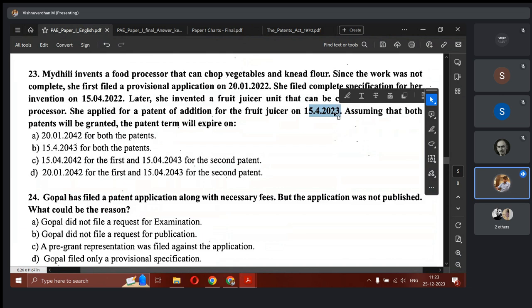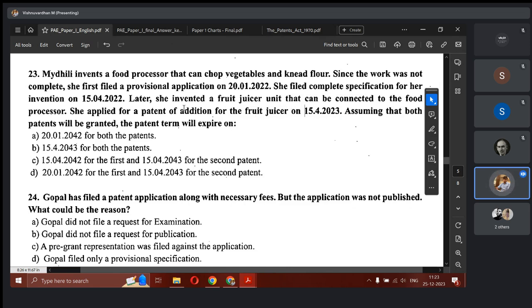So firstly, wait, one second. So she invented the fruit juicer. Cool. They have not given a date on it. And more than a year later, she filed the fruit juicer's application also. Okay, on 15th April. Although the priority date is January 20th of the main invention. Cool. Assuming that both patents will be granted, the patent term will expire on what date?